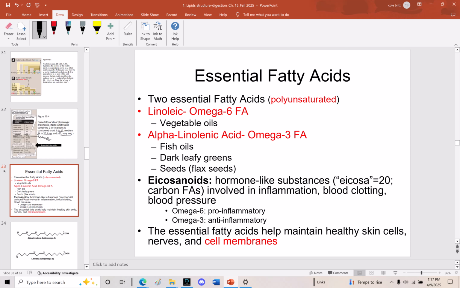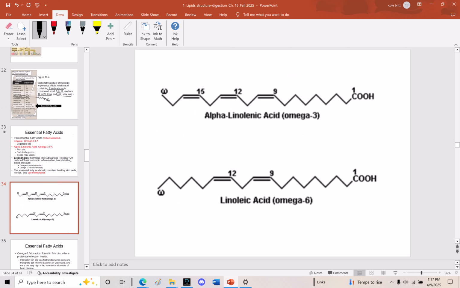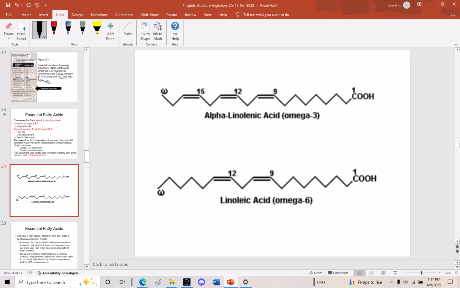And here's just the picture of alpha-linolenic acid, which is omega-3, versus linoleic acid, which is omega-6. You can see that they are unsaturated. So you have 3 points of unsaturation with omega-3, and you have 2 points of unsaturation for omega-6, linoleic. So that's what they look like.